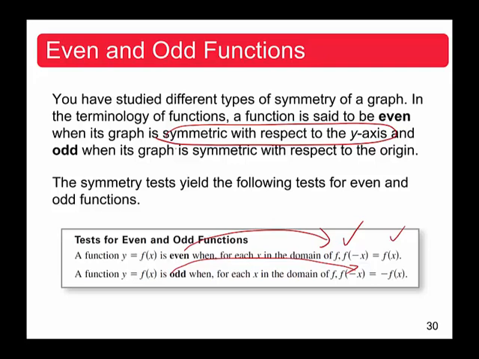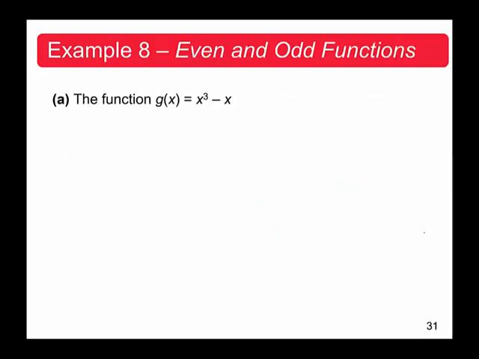And the odd function has symmetry with respect to the origin. Because x becomes negative x, the y value becomes negative y. That's exactly the symmetry with respect to the origin. Now, let's take a look at g of x equals x cubed minus x. Let's determine whether it's an even or odd function.